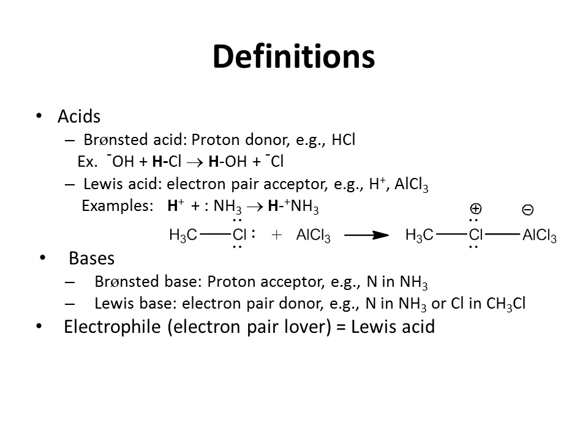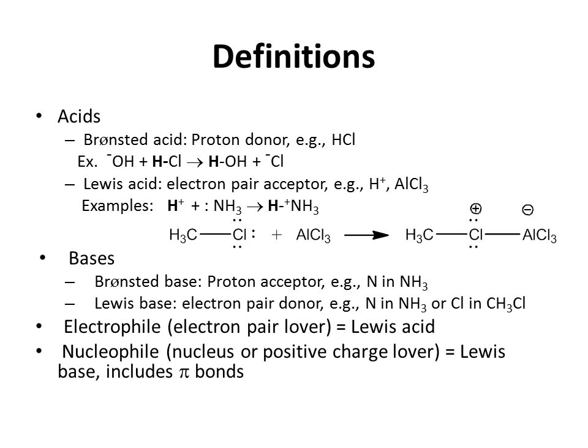Electrophiles, specifically electron pair lovers, because phile means lover, are Lewis acids. Nucleophiles, which are nucleus or positive charge lovers, are Lewis bases. Now these Lewis bases would include pi bonds. So as you can see in the example below, the carbon-carbon pi bond acts as a nucleophile and picks up a proton to form the positively charged carbon, which we will call a carbocation later, as the product. The pi bond acts as a nucleophile, and H+ acts as an electrophile.